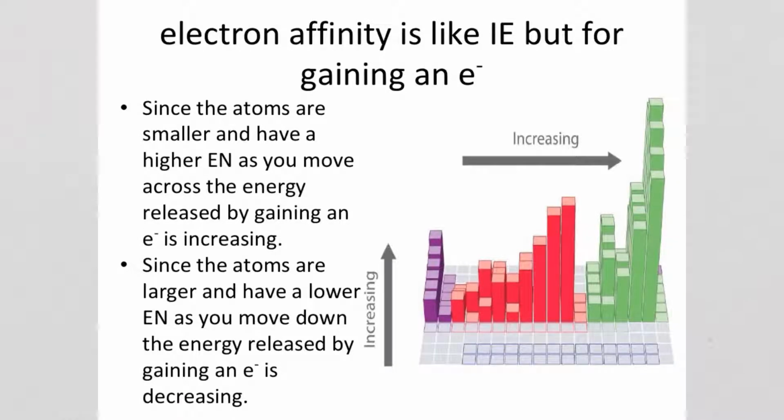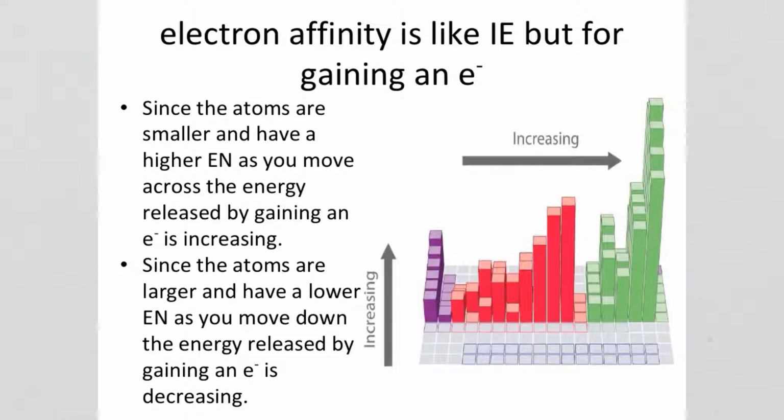Hi, so this is an addition to the periodic trends for electron affinity. This is a newer one for our standards, so I'm just adding it on as a separate, standalone one by itself. Now it's like ionization energy, but in ionization energy we're talking about becoming a positive ion, therefore losing an electron. This is for gaining an electron.